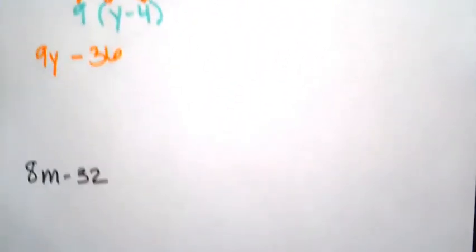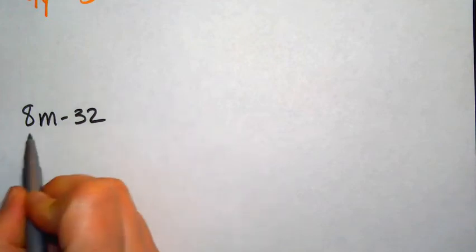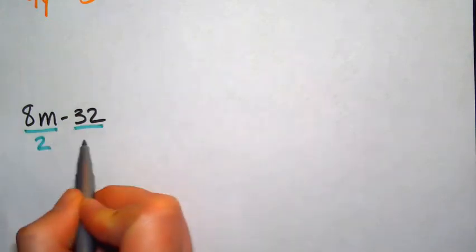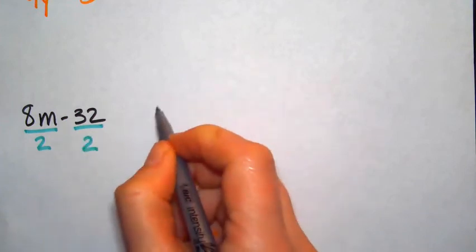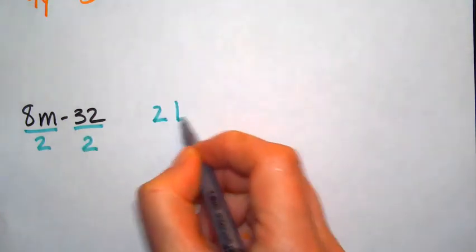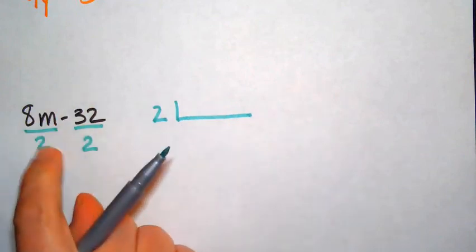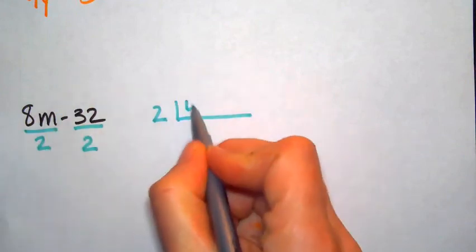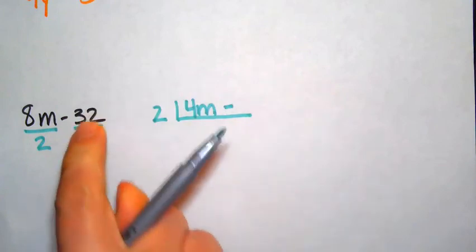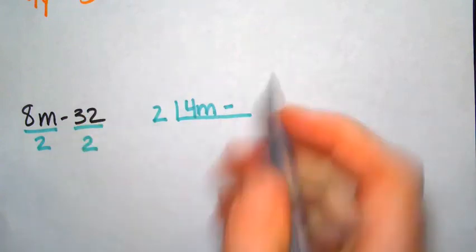Last example for the video. All right, 8m take away 32. Well, let's pretend I don't know the greatest common factor is 8. I'm going to do my thing where I see 8 and 32, those are both even numbers. I know even numbers are divisible by 2. So I'm going to pull a 2 out. 8m divided by 2 is 4m. Keep the minus. 32 divided by 2, that's 16.